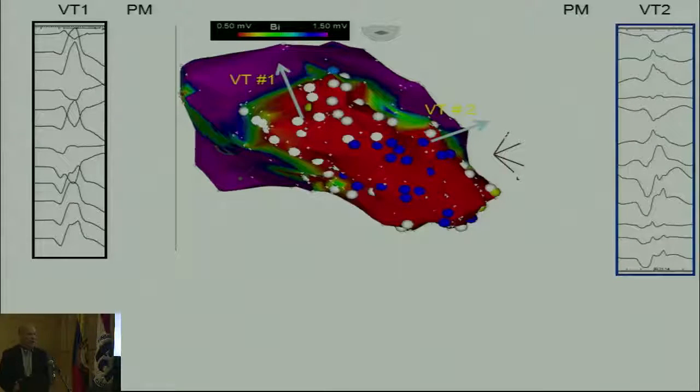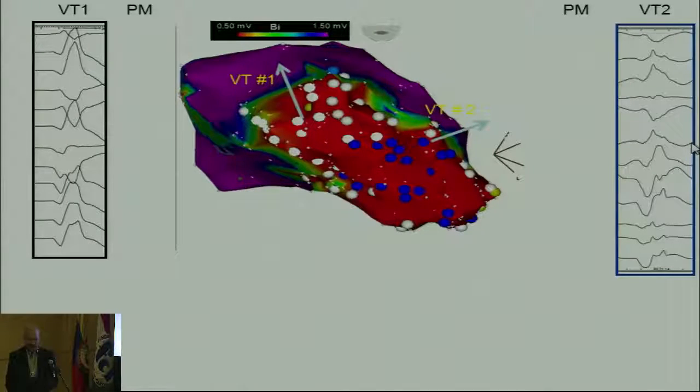So this was the kind of the first case that got us interested in this. This was a patient that was an incessant, very slow ventricular tachycardia, and got to the lab and then was non-inducible, but still had PVCs that had two different morphologies. One that was VT1 escaped from the top half of the scar. One was VT2 and escaped from the bottom half of the scar.